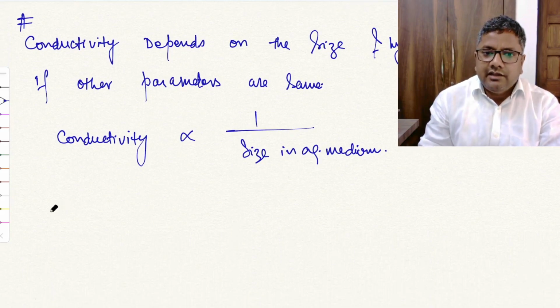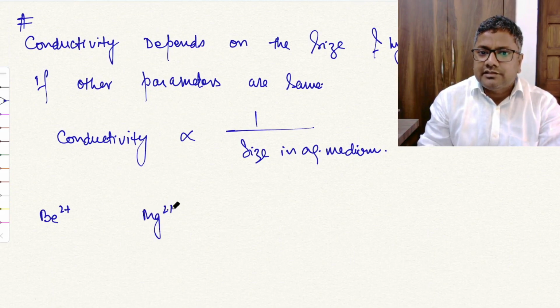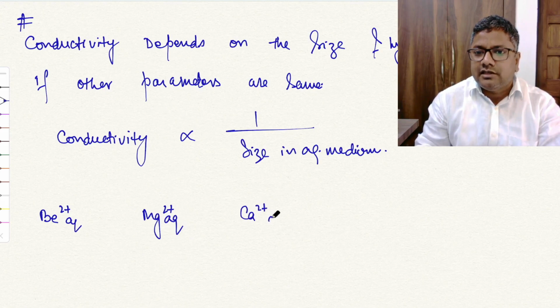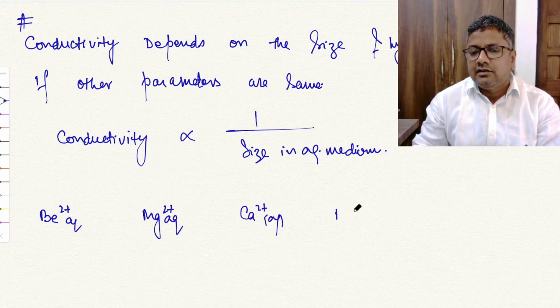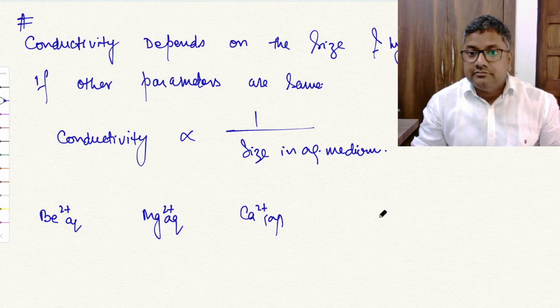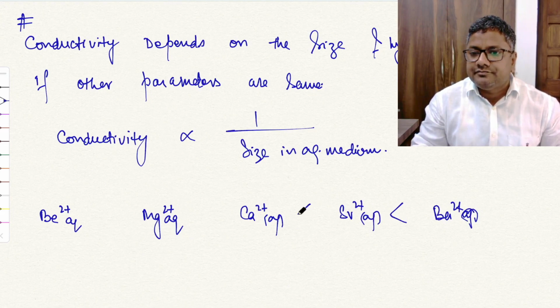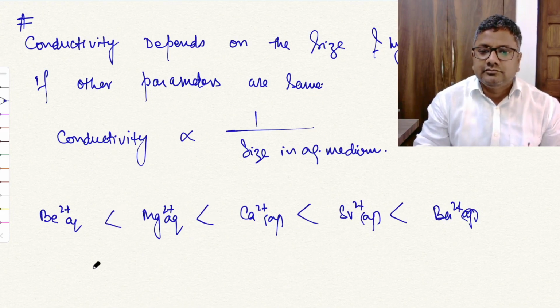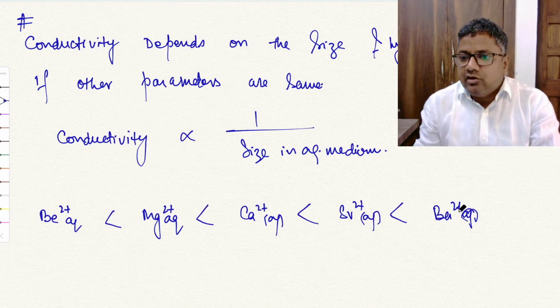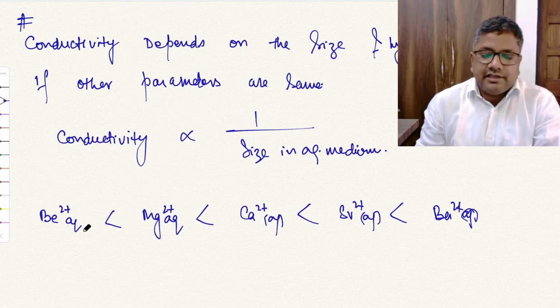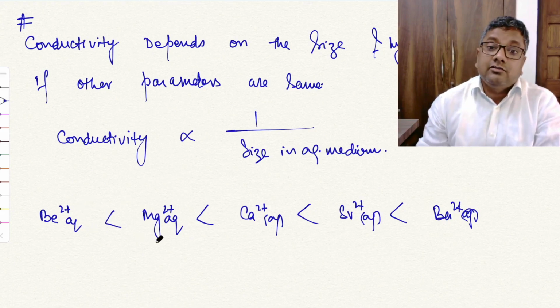So the conductivity order is Be2+ aqueous, Mg2+ aqueous, Ca2+ aqueous, Sr2+ aqueous, and Ba2+ aqueous, right? Because the first is the smallest in size and the last is the largest in size. Hopefully it is clear to all of you.